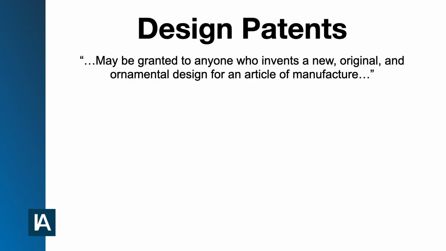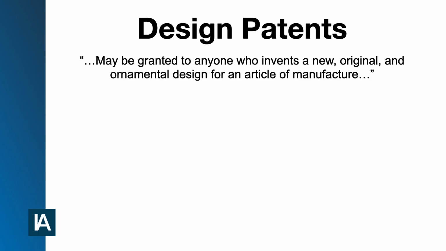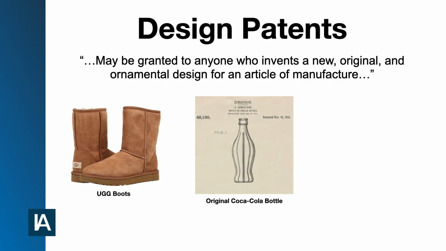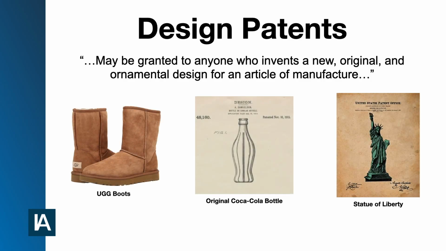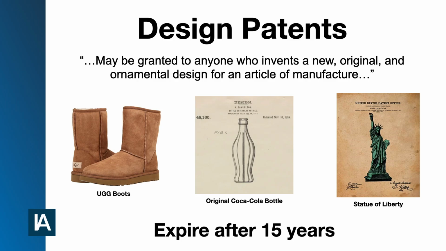The second kind of patent is a design patent. While utility patents protect how a product or process functions, design patents protect the look, form, or aesthetics of a product. According to the USPTO, design patents may be granted to anyone who invents a new, original, and ornamental design for an article of manufacture. Let's look at 3 examples of design patents: Uggs, the original Coca-Cola bottle, and the Statue of Liberty. Design patents expire after 15 years.